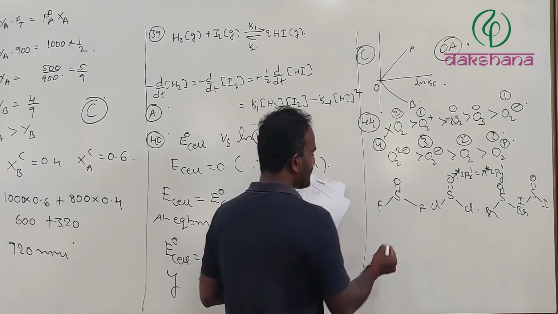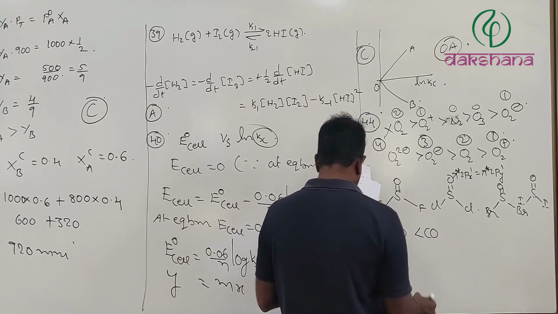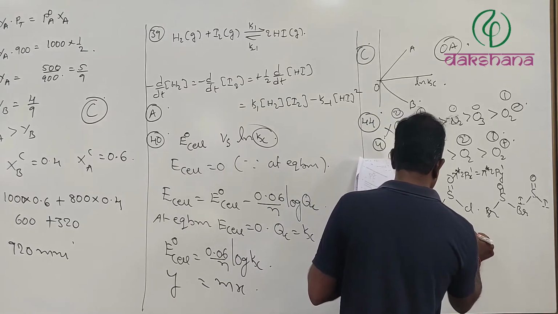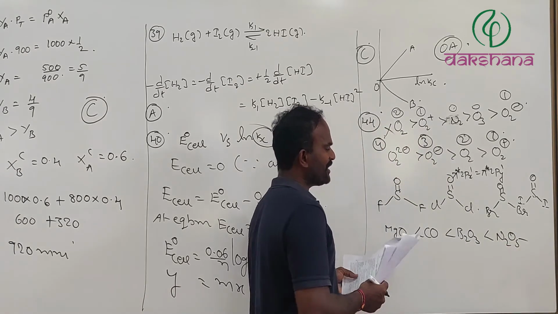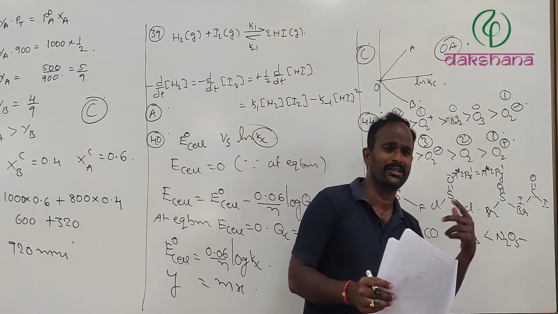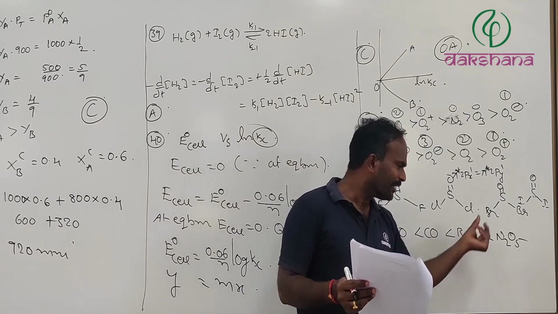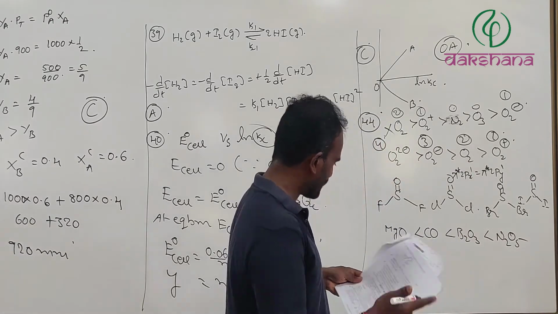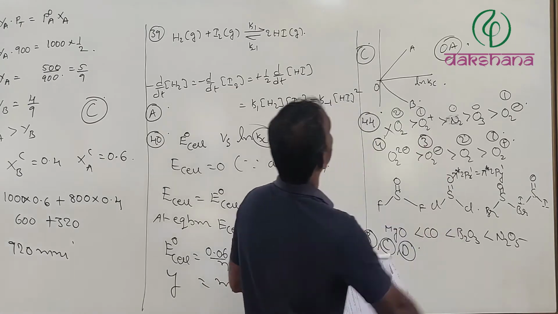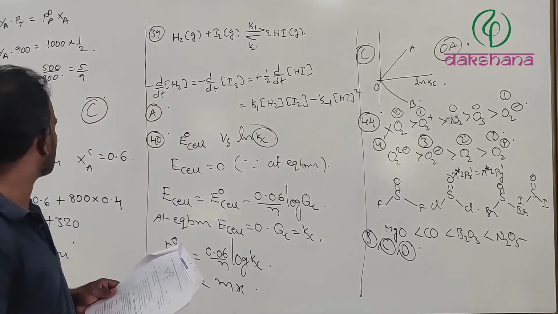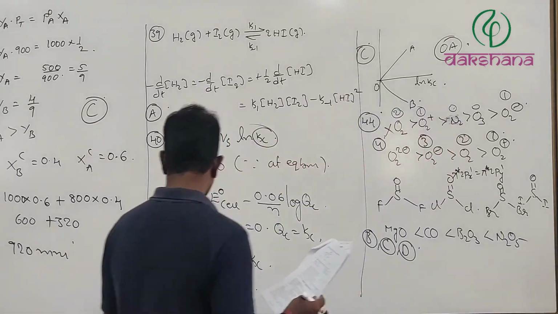Next, increasing order of the acidic strength. Magnesium oxide, basic. Carbon monoxide, neutral. B2O3, slightly acidic. N2O5, strongly acidic. Acidic strength is always to be calculated from their oxidation state, of course. This is basic, neutral, slightly acidic, strongly acidic. Therefore, correct. Therefore, the option is going to be B, C, as well as D. So, which is true.